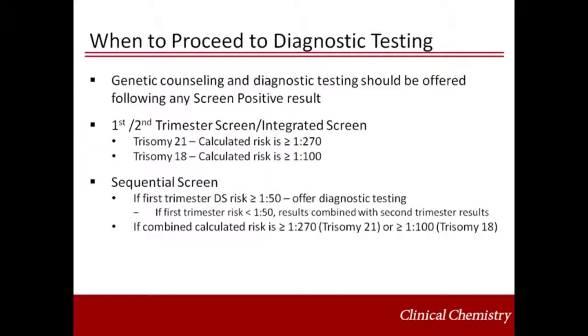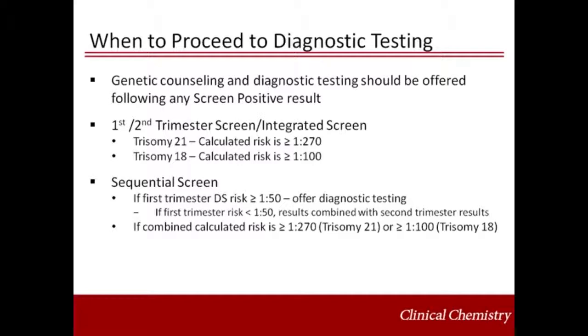Following a screen positive result from any of the screening programs, the first step should be to verify gestational age to avoid an inaccurate determination of relative risk. Should the gestational age be accurate, genetic counseling and diagnostic testing should be offered to the patient, and this follow-up testing may include the use of a high-resolution ultrasound.